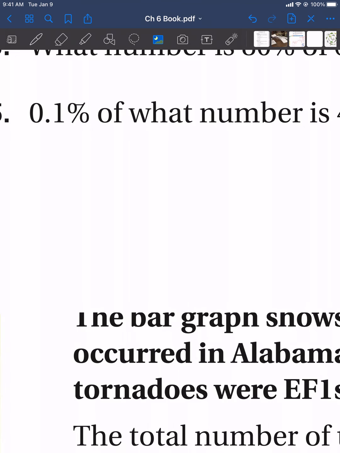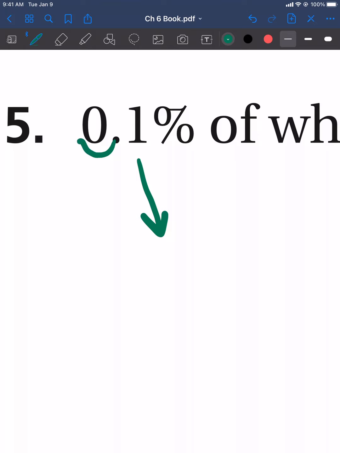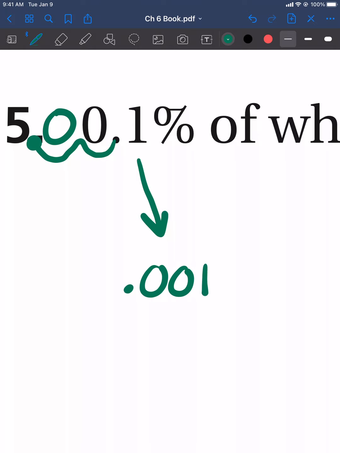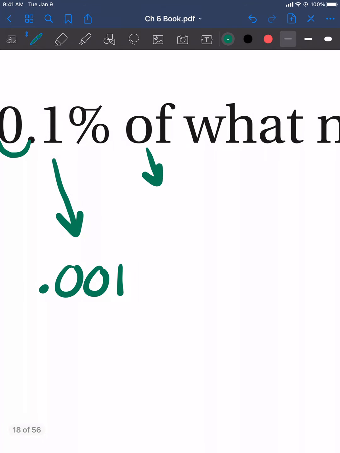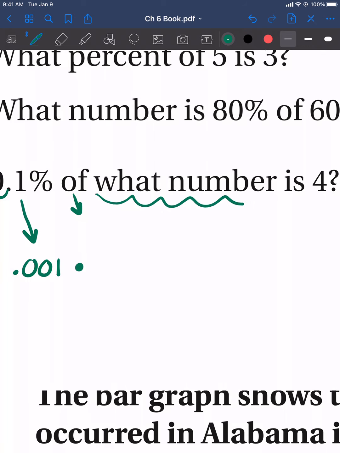0.1% of what number is 4? Rewrite it as an equation. Turn this into a decimal: 0.001. Of means times what number? That's our x. Is means equals 4.